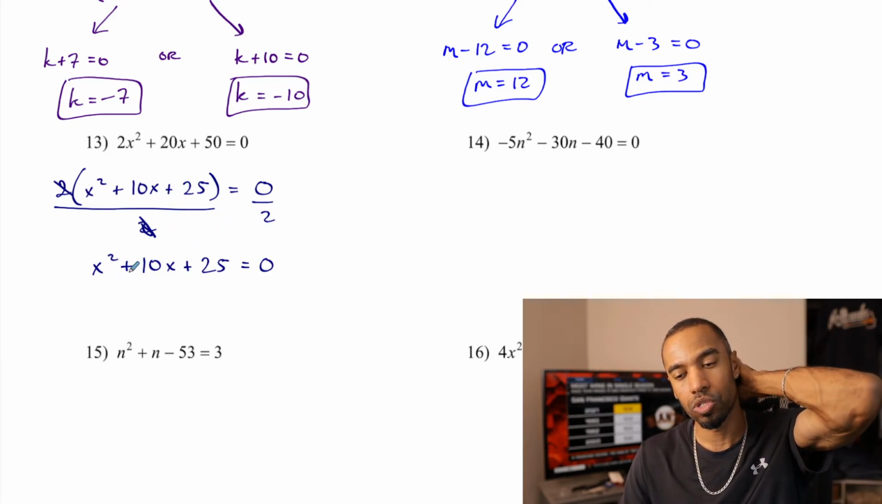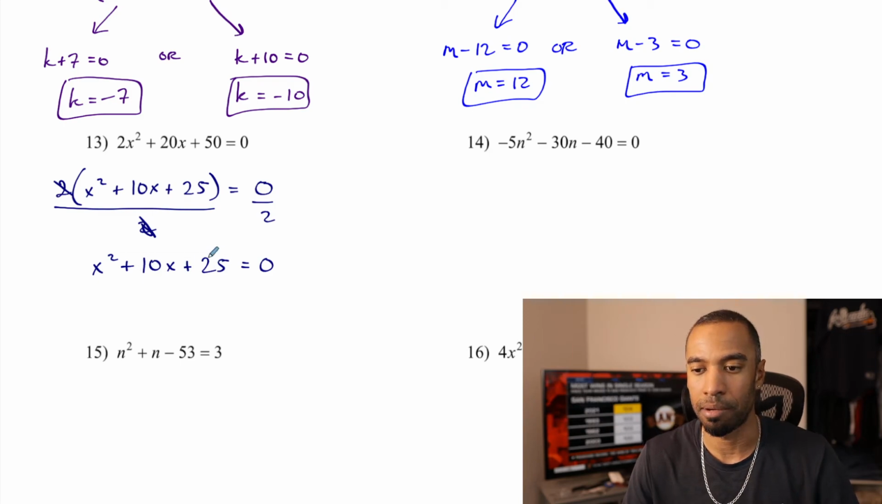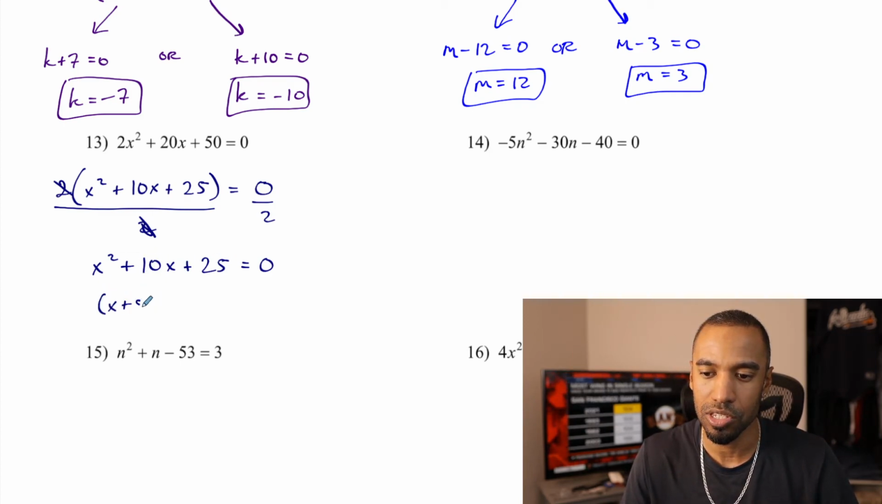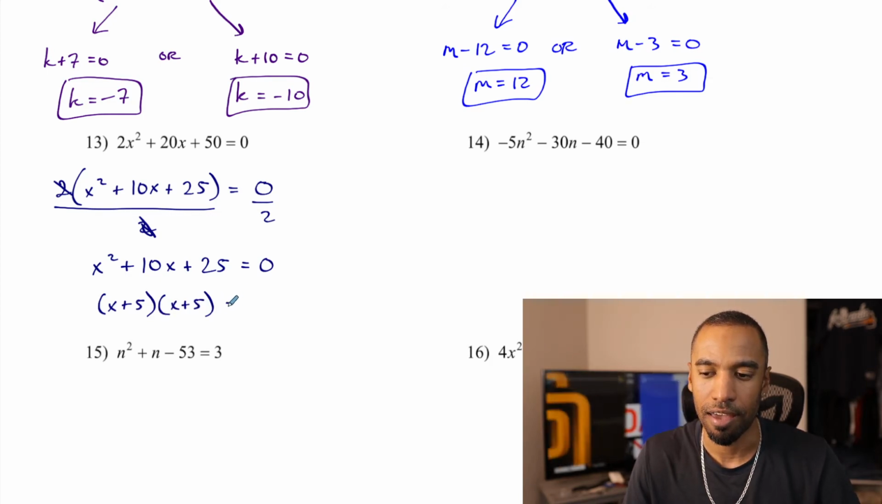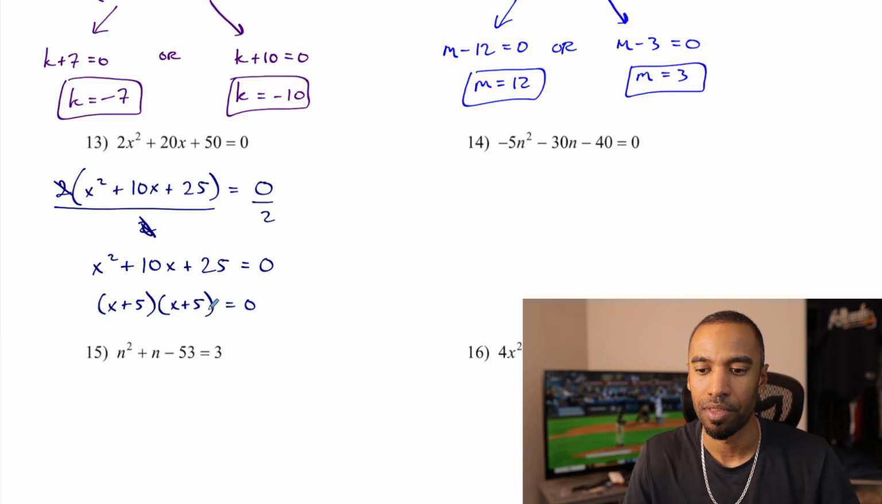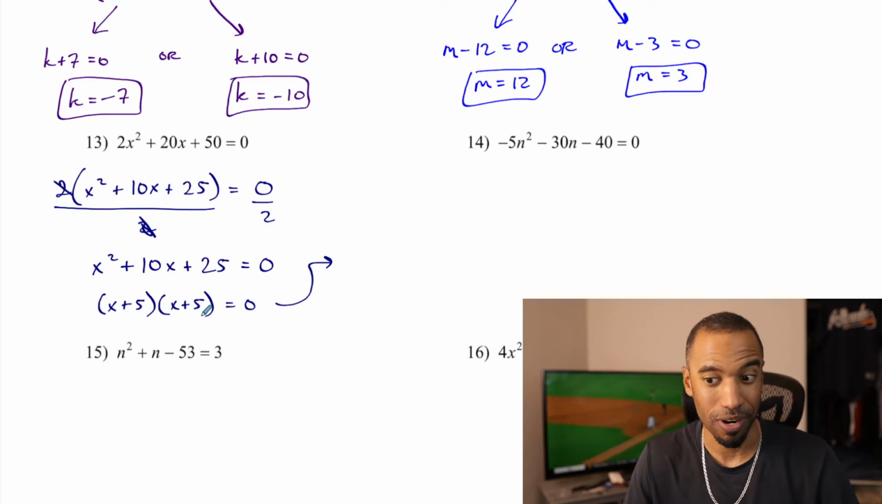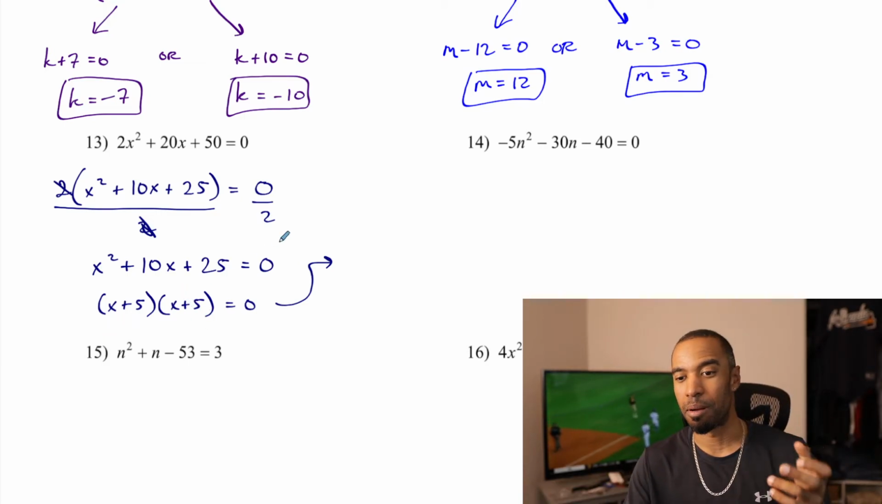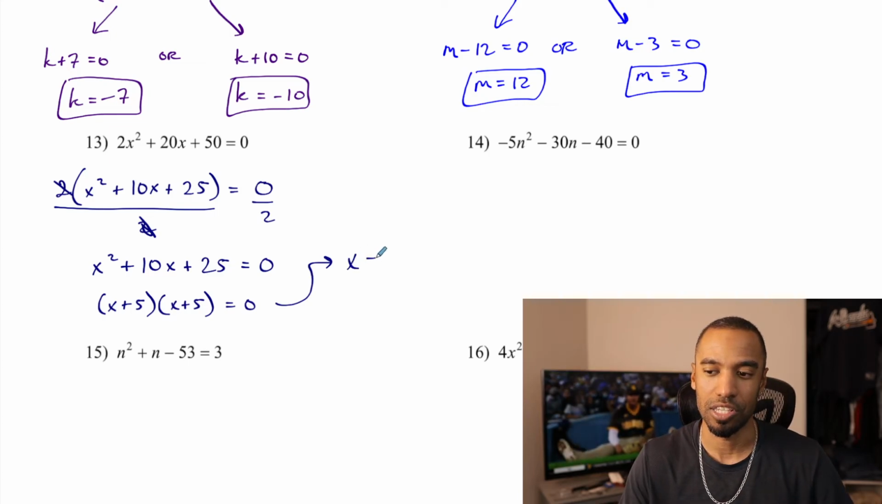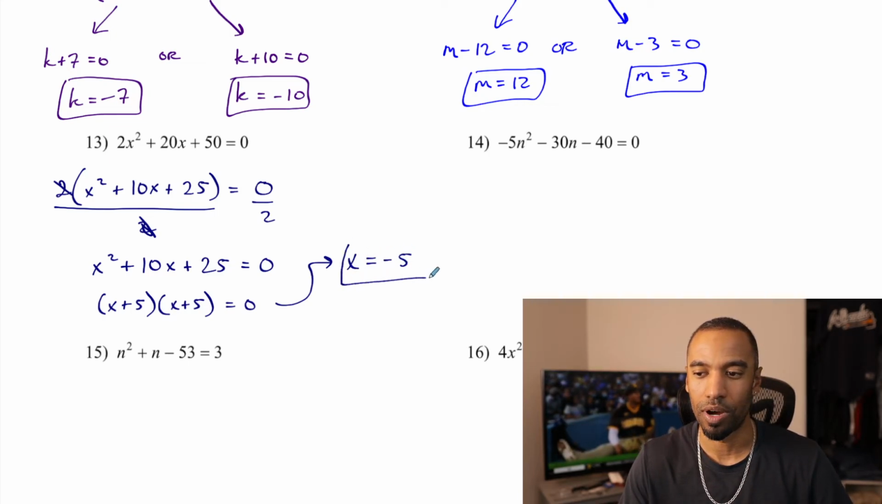So anyway, we're still trying to find what two numbers multiply to make 25 and add to make 10. This one's kind of interesting because it's the same number twice. It's 5 and 5. 5 plus 5 is 10. 5 times 5 is 25. So if x plus 5 times x plus 5 equals 0, either x plus 5 equals 0 or x plus 5 equals 0. Either way, remember it's the opposite of this number. That means x equals negative 5. There's only one answer this time because it's the same factor twice.